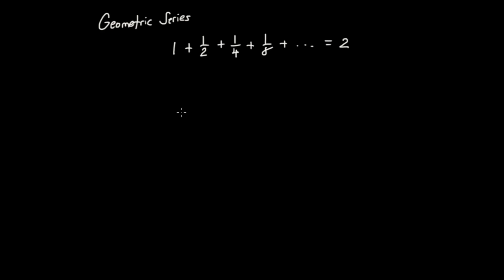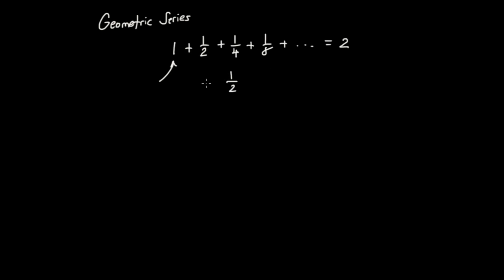Now, what's going on in this series? We have some first term. And then each of the successive terms, the 1/2, the 1/4, the 1/8, is generated by multiplying the term that came just before by some number. In this case, that number happened to be 1/2. That is, I start at 1, the first term. To get the next term, I multiply by 1/2. To get the next one, I multiply 1/2 by 1/2. Then I multiply 1/4 by 1/2 again to get the next one, and so on.